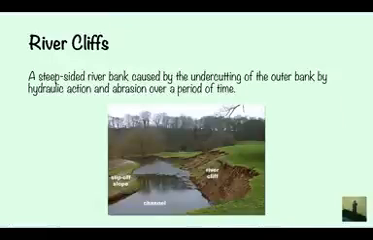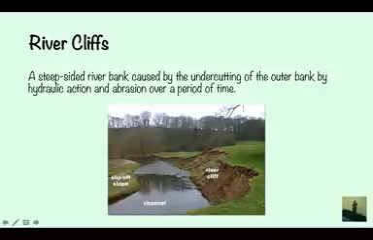River cliffs. River cliffs are a steep-sided riverbank caused by the undercutting of the bank by hydraulic action and abrasion over a period of time. So you've got the river cliff here. What's happened is that erosion has occurred here, and it's undercut the bank, and that's created a river cliff.